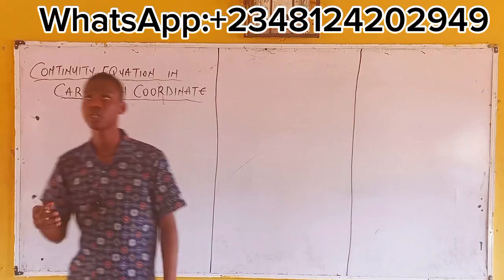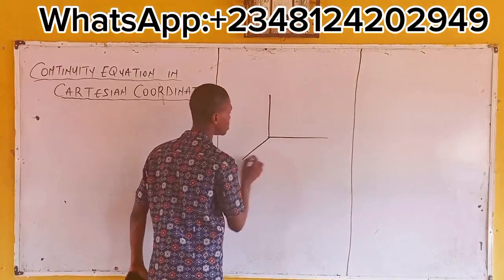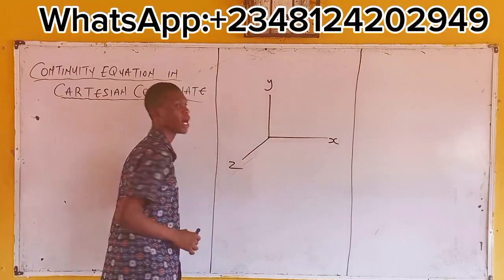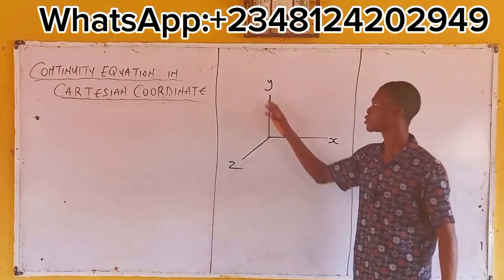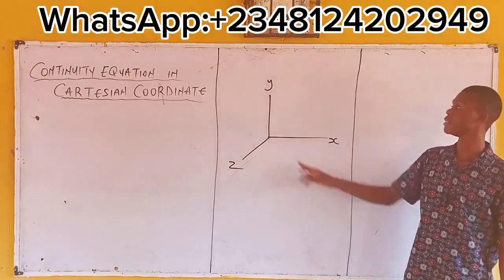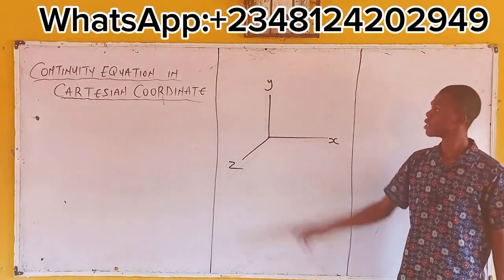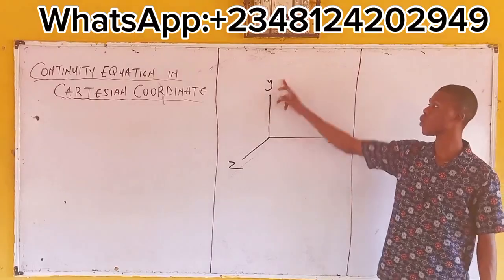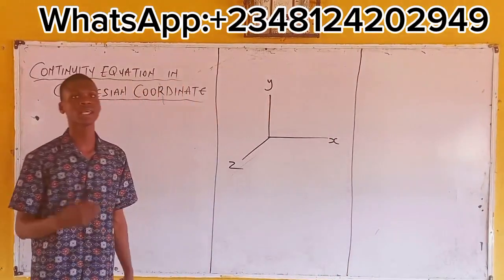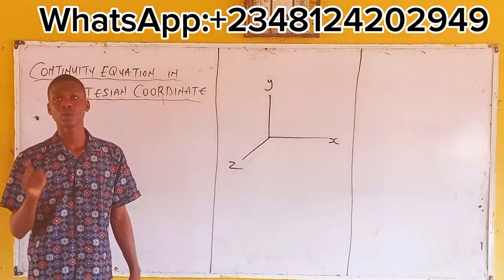How it works here is that, by Cartesian coordinates, mathematically, we have this is x axis, this is y axis, and this is the z axis. The idea here is that we are saying there's a fluid component in the x axis, in the y axis, and in the z axis. We are going to denote these fluid components in each axis respectively as U, V, and W.